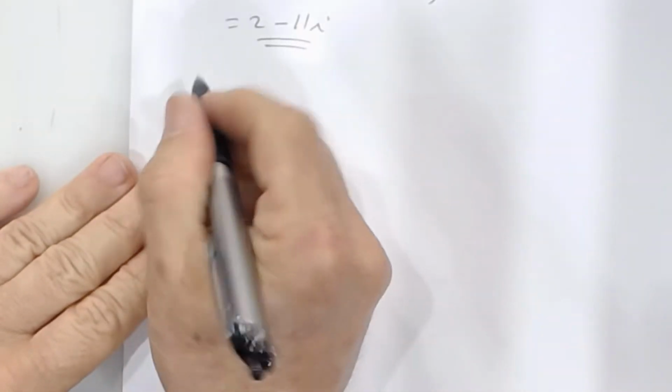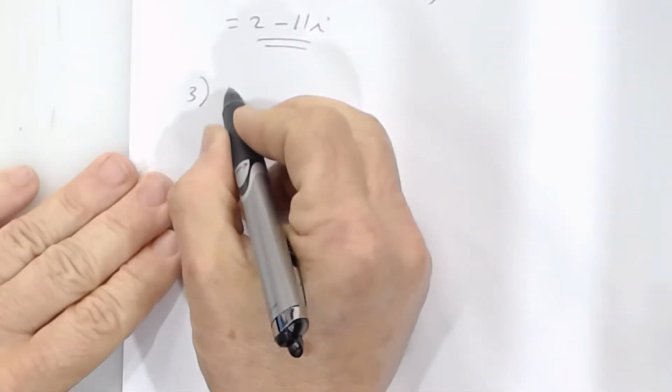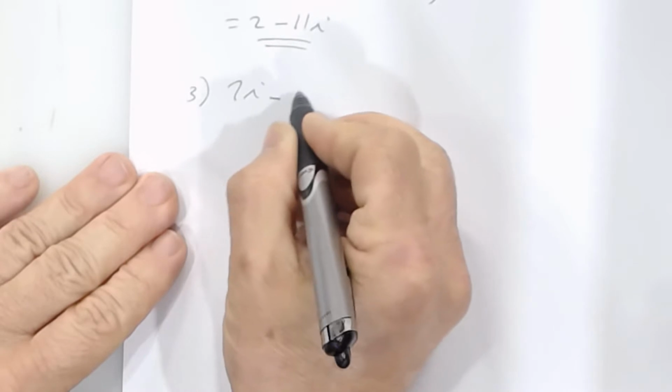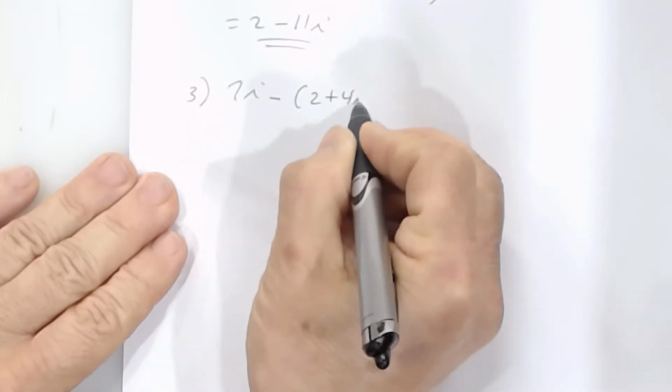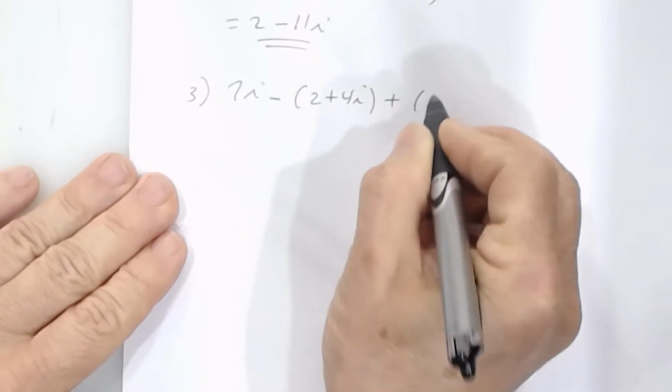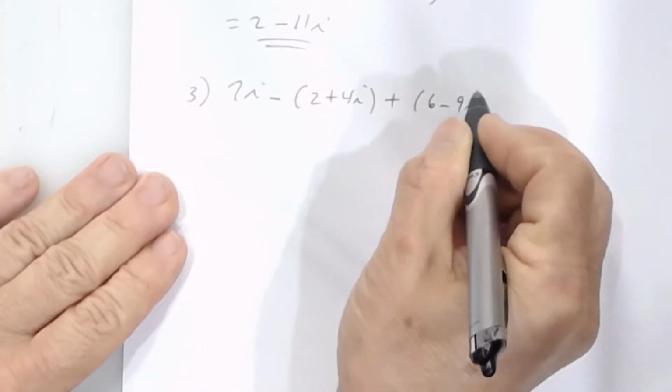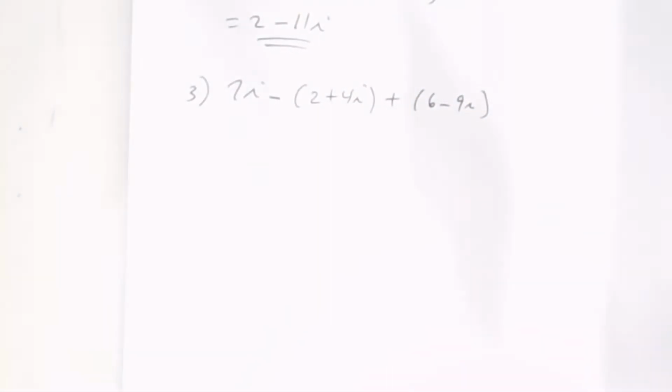Okay, so I have this complex number. Number 3. Suppose you had 7i minus 2 plus 4i plus 6 minus 9i.